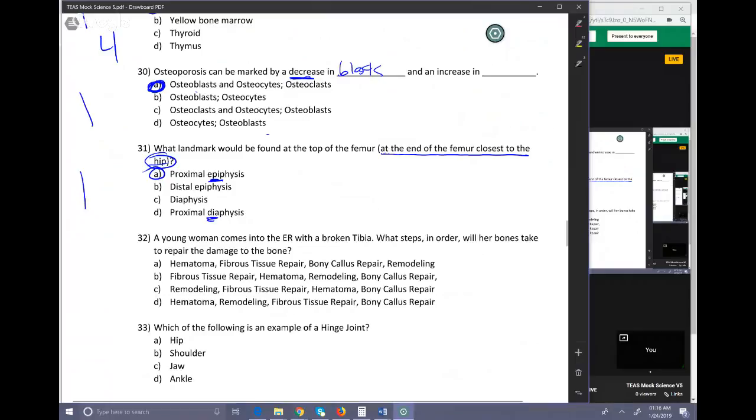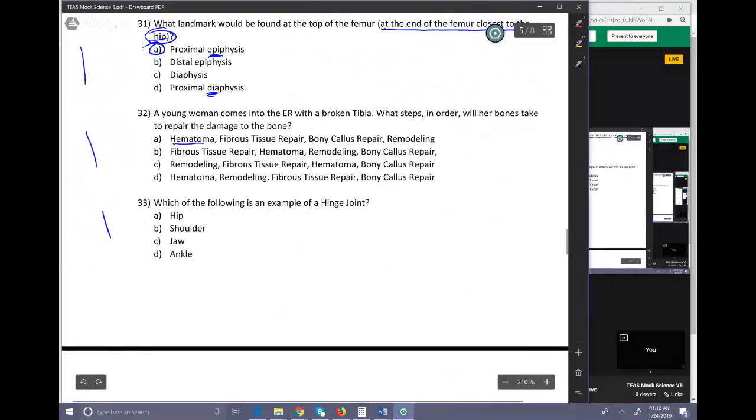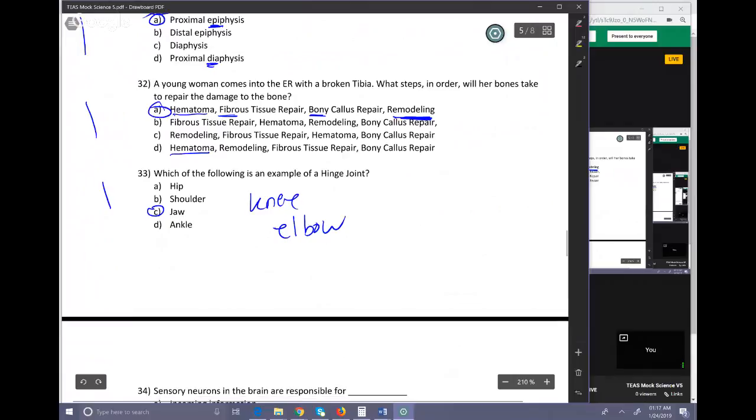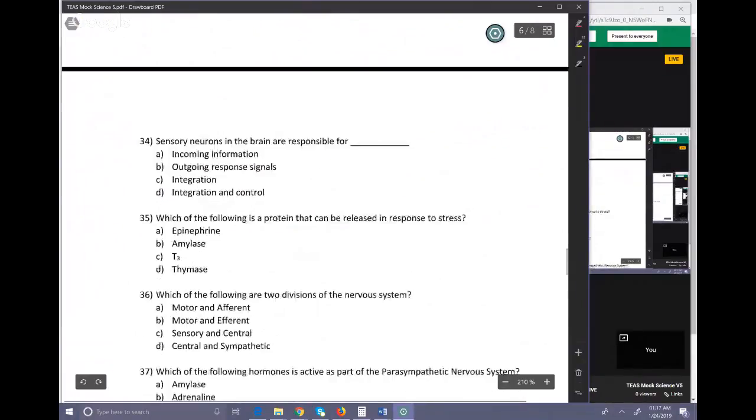A young woman comes into the ER with a broken tibia. What steps in order will her bones take to repair the damage? So hematoma is always first. That will allow you to see right away that it's either A or D. Remodeling is always going to be last. And then it's fibrous followed by bony. So that will be A. That's from Anatomy 1 as well. Which of the following is an example of a hinge joint? Also from Anatomy 1. That's going to be jaw, and the other two possibilities are knee and elbow. I almost always see jaw for that one.